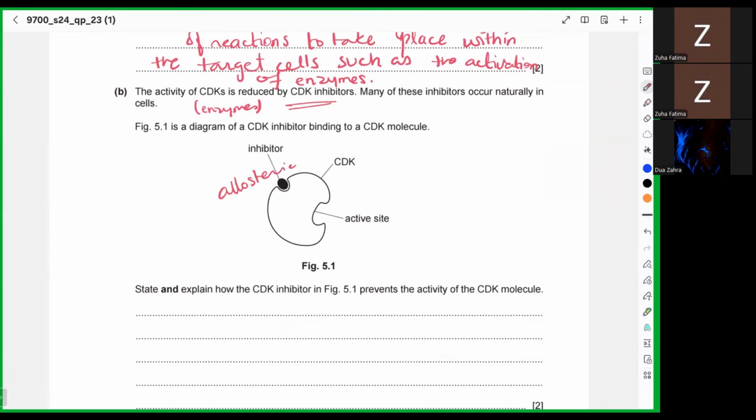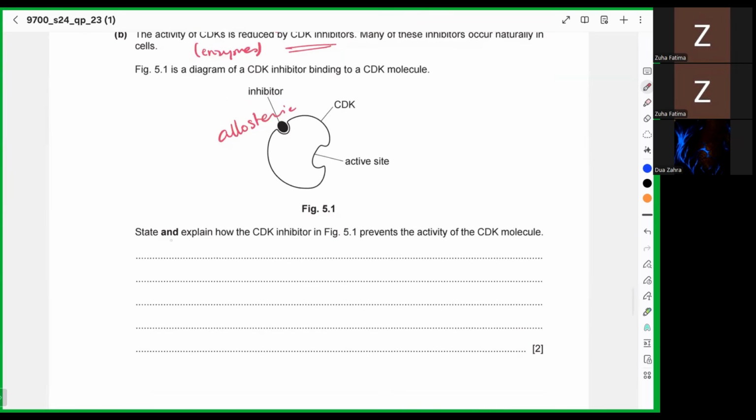State and explain how the CDK inhibitor in figure 5.1 prevents the activity of the CDK molecule. We would say that the inhibitor is a non-competitive inhibitor binding to the allosteric site of the enzyme, due to which the shape of the active site would change, resulting in the active site no longer being complementary to the substrate, thus preventing the formation of enzyme substrate complexes.